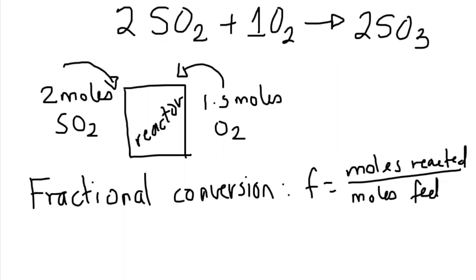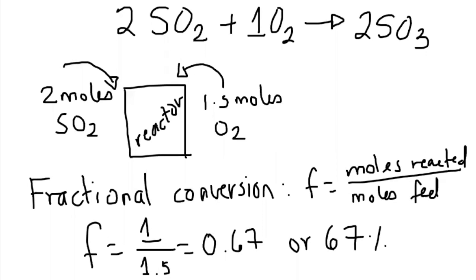And in such case, the fractional conversion for the O2 is the amount of moles that reacted, 1 in this case, over the amount of moles that we fed, 1.5. So the fractional conversion for O2 is going to be equal to 0.67, or 67% of this reacted. Not always is the fractional conversion 100% for the limiting reactant, but we can actually state a fractional conversion so that we can see how many moles reacted.